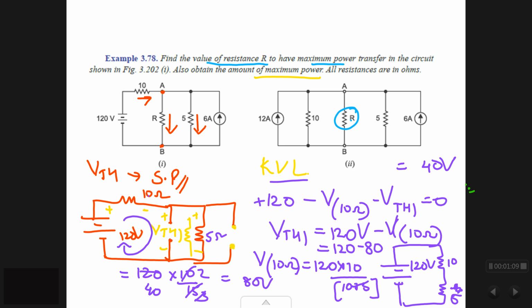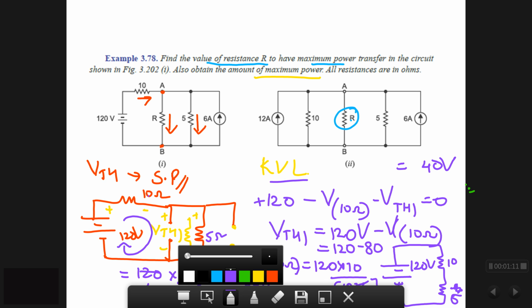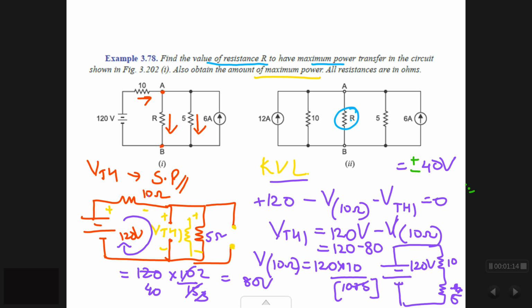Okay. Now, this 40 volts has to be assigned a sign of plus or minus. So how to assign it? This polarity has to be compared with this direction. So if this direction, this will be plus, this will be minus. Since both the polarities across AB are matching, it has to be plus 40 volts. If they were not matching, it has to be minus 40 volts.